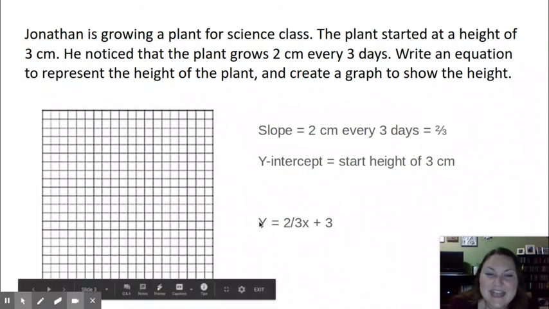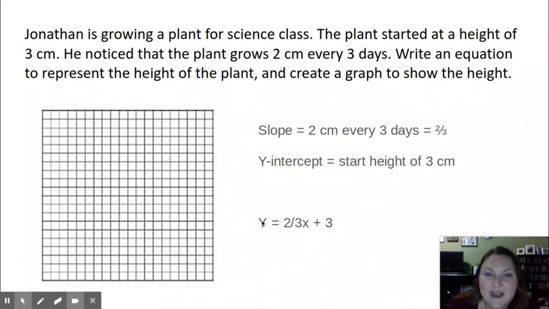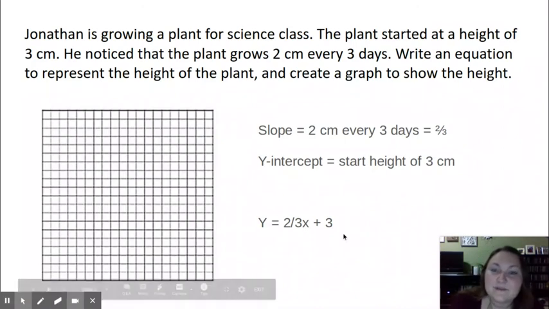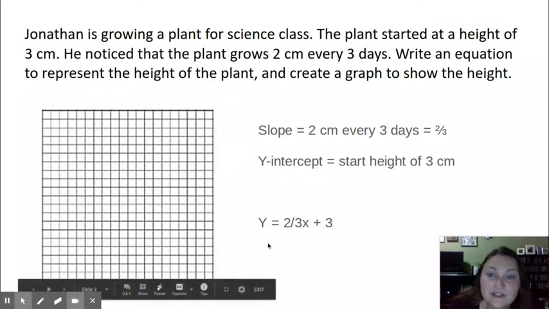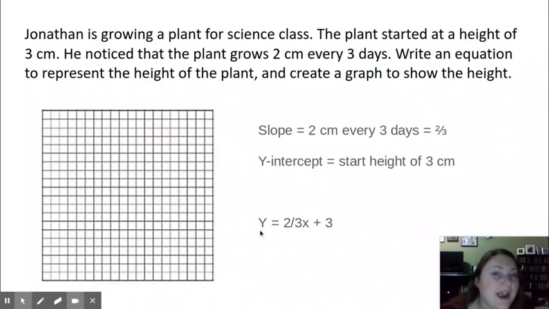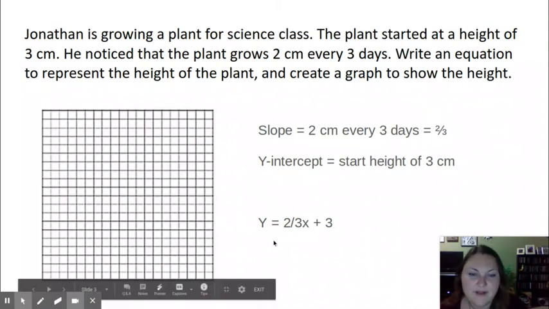I'm going ahead and using the x and the y since it is going to ask me to graph. But what this is saying is y, which is going to represent our height. Our height is starting off at 3 centimeters and then growing 2 centimeters every 3 days, or 2/3 of a centimeter each day, x being the number of days. This was the first part, is writing that equation. The second part would be graphing this line. Go ahead and describe for me what I should do to graph this equation over here on this graph.